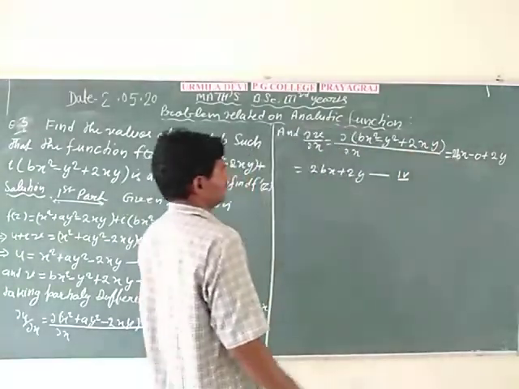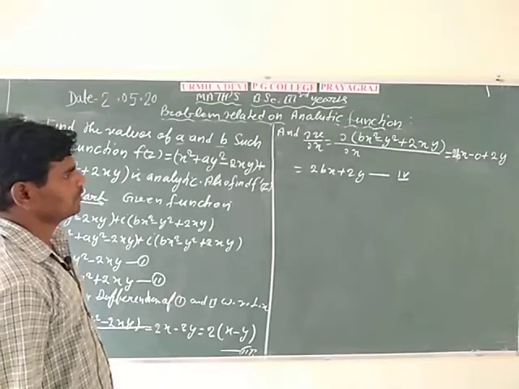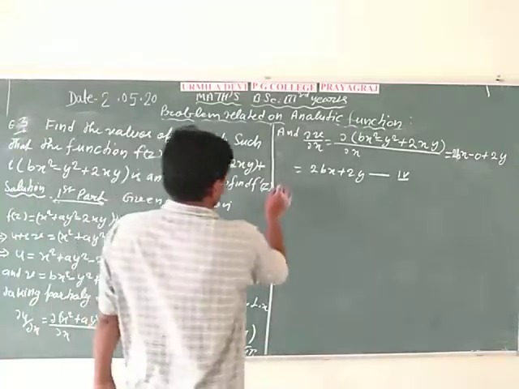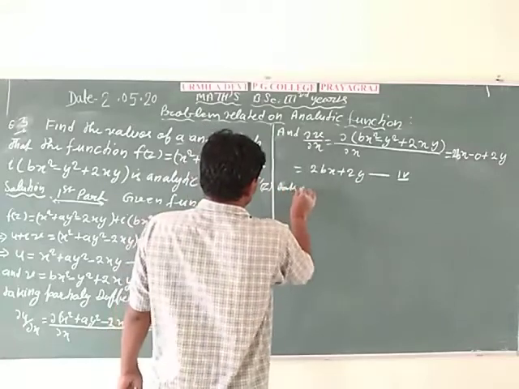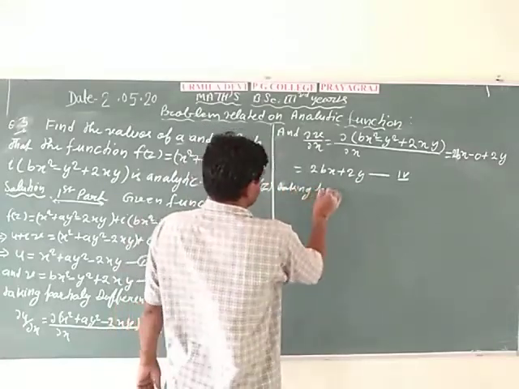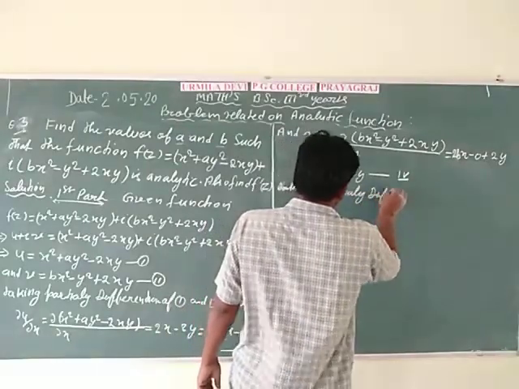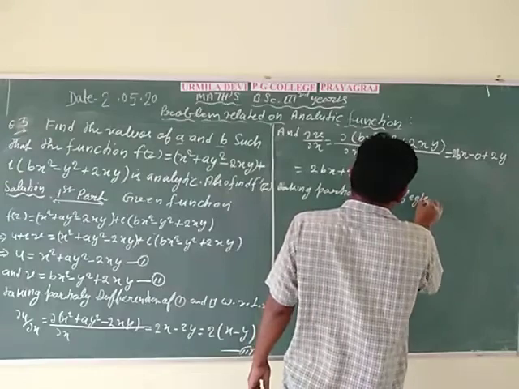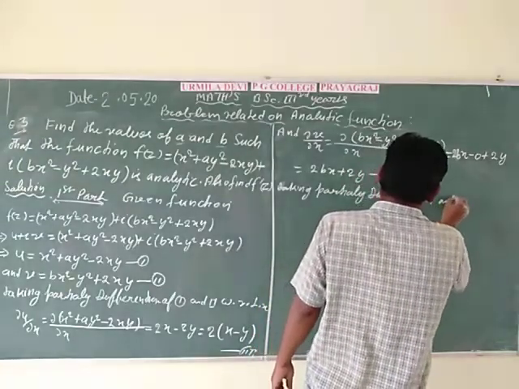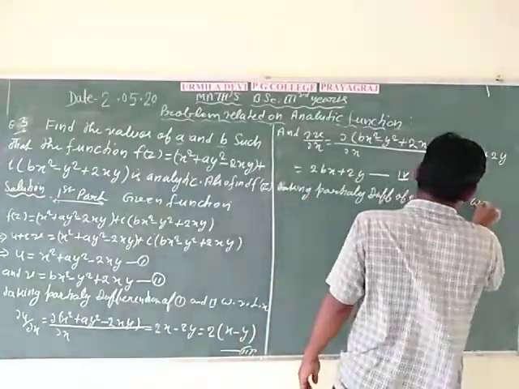In equation 4, the value of ∂v/∂x is 2bx + 2y, and now taking partial differentiation of equations first and second with respect to y.